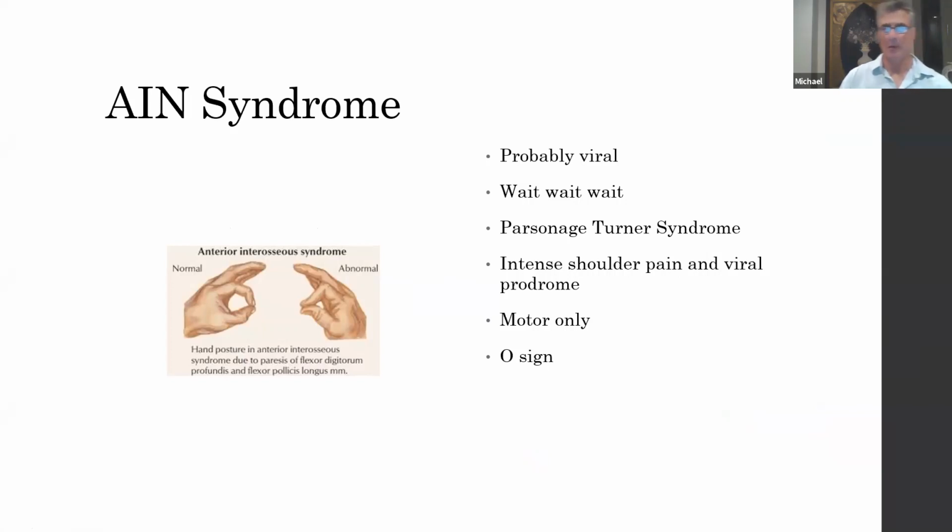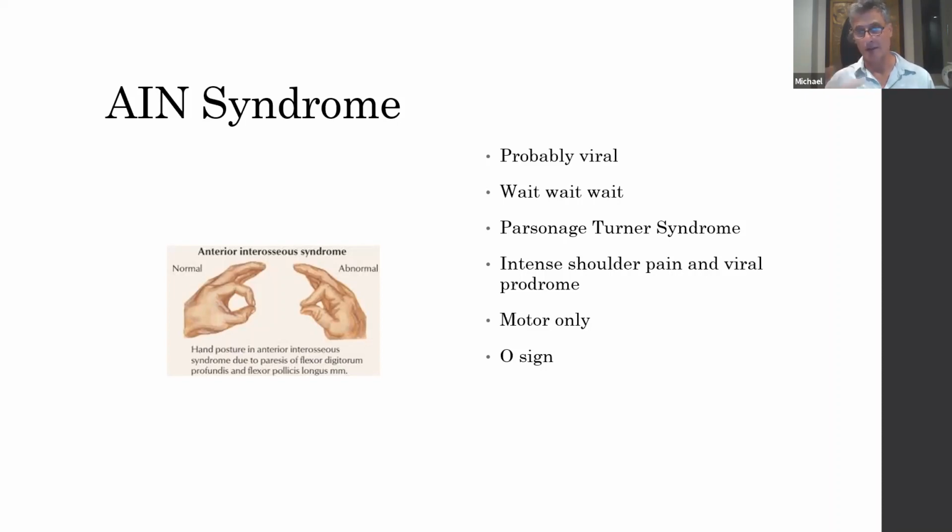So Parsonage-Turner syndrome, another name is brachial neuritis. It's not uncommon, actually. Quite a few colleagues I know have had this condition, probably because they know to look out for it more than anything else. And what happens is they can go to bed fine and wake up the next day with severe parascapular or posterior shoulder pain.